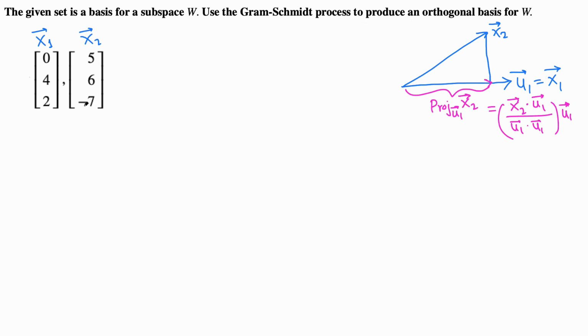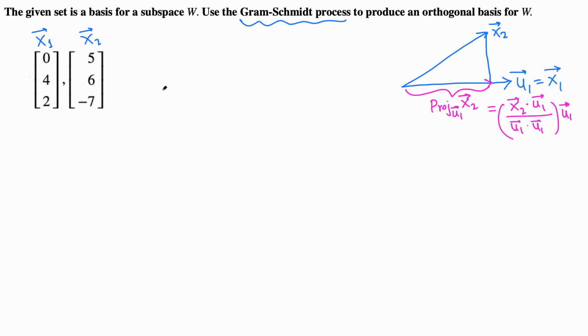This is a basis but not orthogonal, because if we take the inner product or dot product of these two vectors, the product is not zero. But using the Gram-Schmidt process, we can create an orthogonal basis.